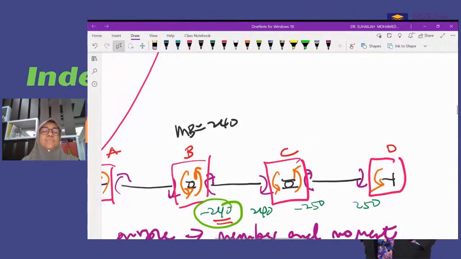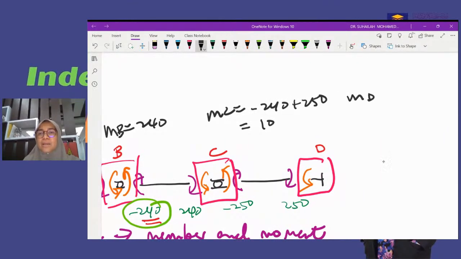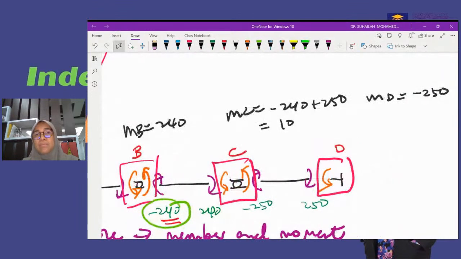Moment at C is actually negative 240 plus 250, because we consider the negative one, so it is equal to 10. And moment at D is actually negative 250. This black one we don't put in the table. We must understand that the moment that we distribute is the joint moment, so the value that we distribute is actually 240.